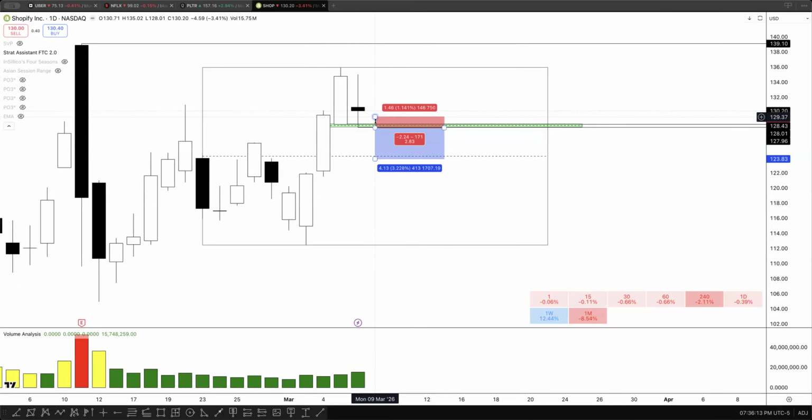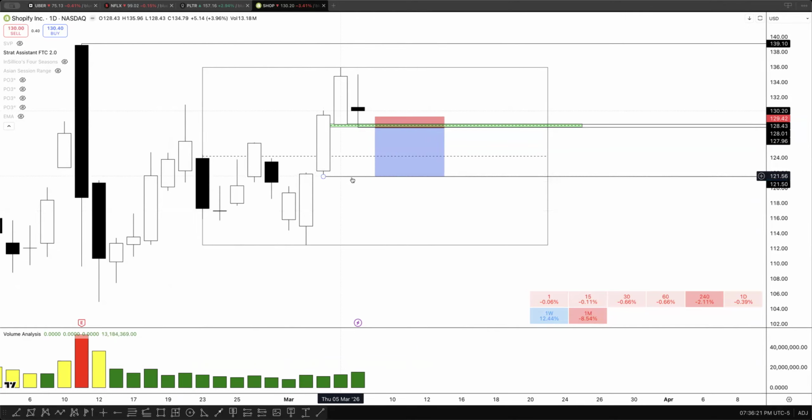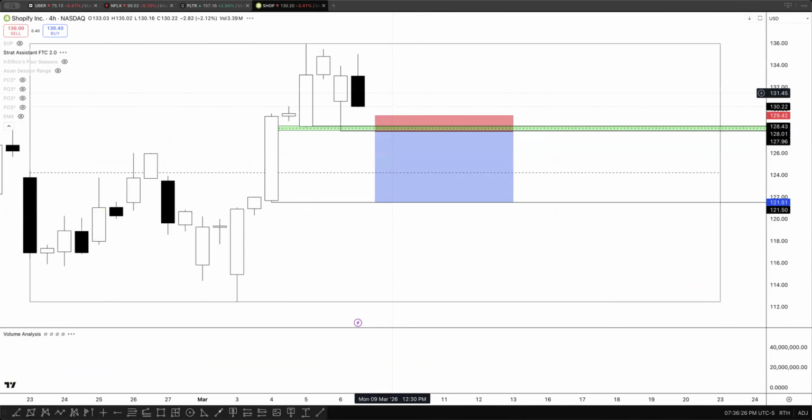And then you risk like $1 for 4, or even lower. You can take this to this wick, honestly, because I'm pretty sure if it breaks 124, it's going to keep going. So at least to 121. Now let's go to the 4 hour.